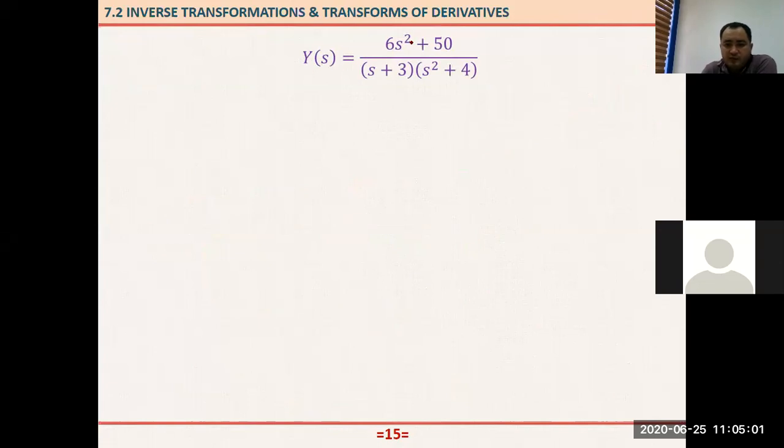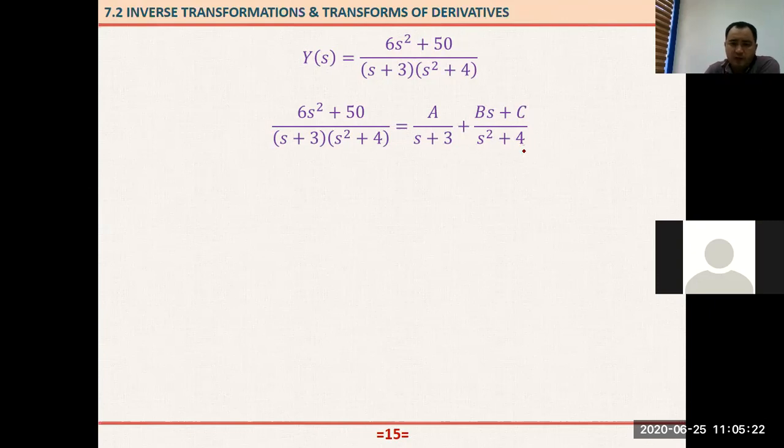So Y of s equals (6s squared plus 50) over (s plus 3) times (s squared plus 4). In the denominator, we have a factor that cannot be factorized, and its degree is 2. How can I write this? We can write this as A over s plus 3 plus (Bs plus C) over s squared plus 4. The reason is when you bring it to a common denominator, we also need to have a quadratic expression here. If you just write C here, we have a linear expression and a quadratic, and we will not be able to determine this A.